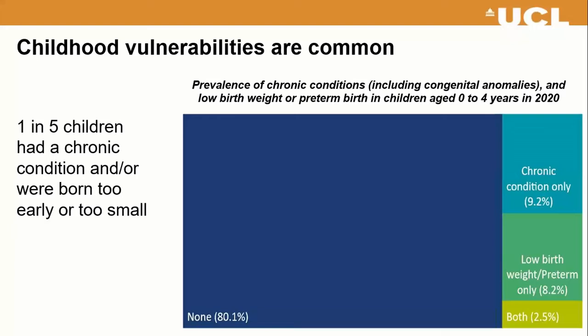So one of the first things we found is that these childhood vulnerabilities are really common. So when we're talking about vulnerable children, we're talking about quite substantial groups of the population. So thinking about the under 5-year-olds, what we found is that 1 in 5 children under the age of 5 had a chronic health condition already diagnosed by that age, or had been born too early or too small. And there was overlap between these vulnerabilities. So 2.5% of children had both a chronic health condition and an adverse birth outcome, in that they were born too small or too soon. Next slide, please.